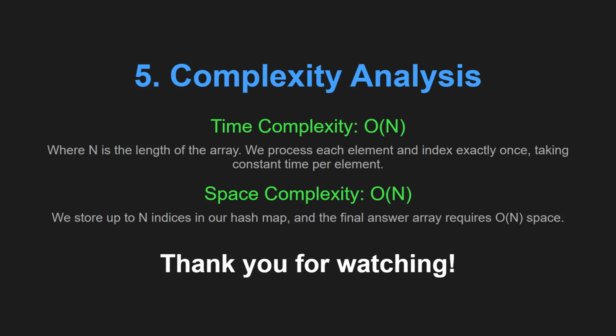Finally, let's review the complexity analysis. The time complexity is O(n), where n is the length of the array. This is because we group the elements and process each index exactly once, and our prefix math takes constant time per element. The space complexity is also O(n), because we store all the indices in our hash map, as well as the output array.